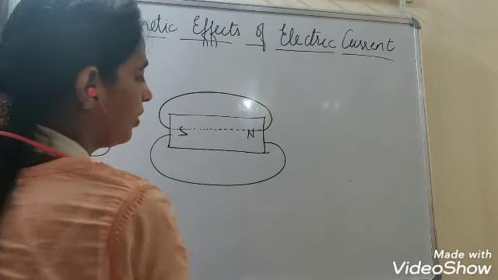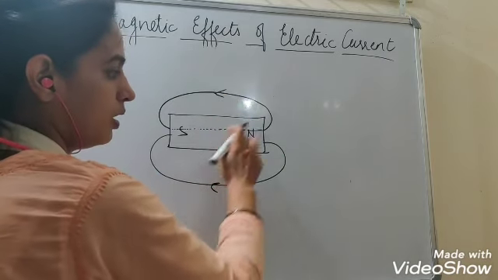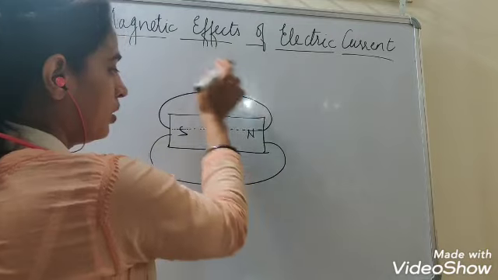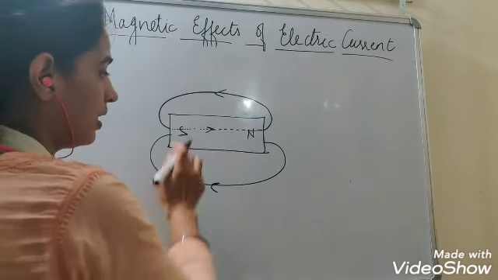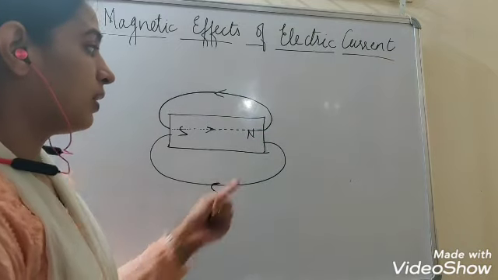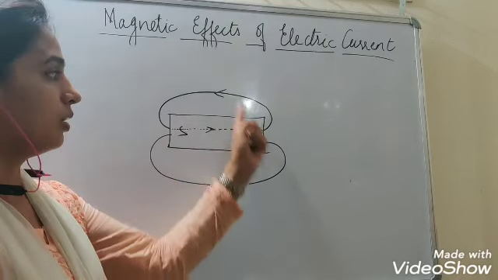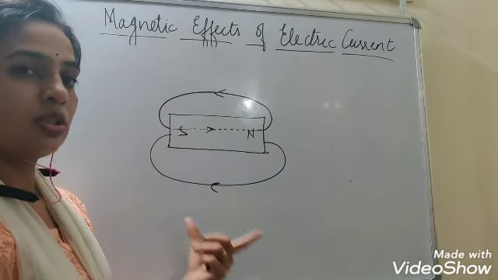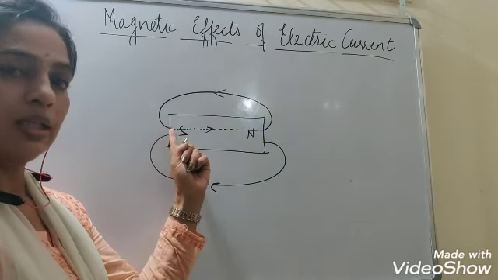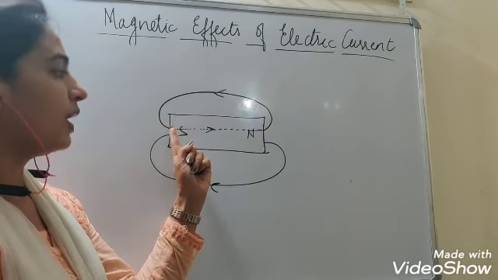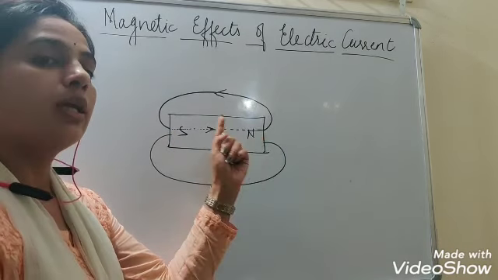So the direction of the magnetic field will be this, north to south. From north to south they extend externally, and inside the magnet the direction will be south to north. So magnetic field lines are curved lines. They are imaginary lines. They start from the north pole. They end in the south pole externally, and they start from the south and end in the north pole internally to the magnet.